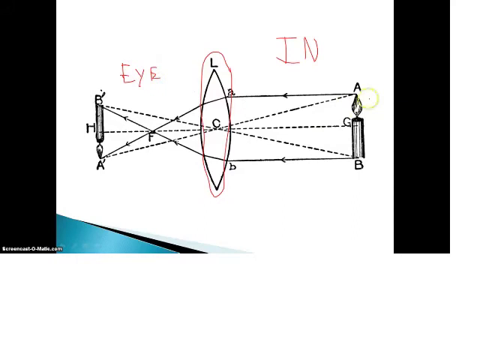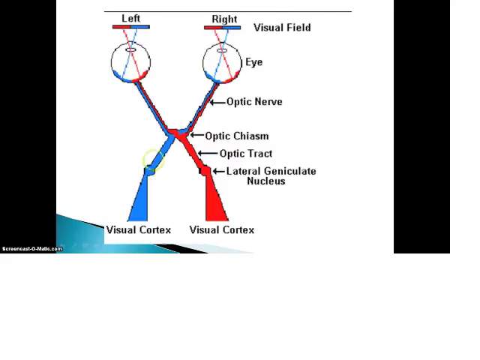So let's say that you're looking at a candle. The candle is right side up. Now, when it enters your eye, the convex lens is actually going to invert the image, flip it upside down. So even though you may be looking at it right side up, it's going to be upside down when it's projected on the back of your retina. Now, that's a little bit confusing to think about.